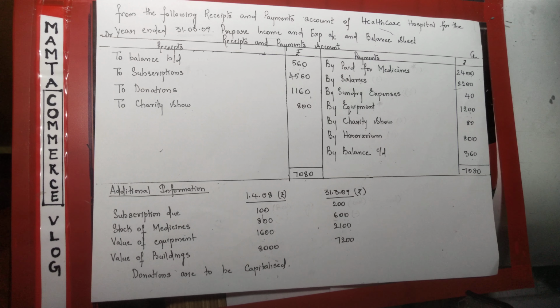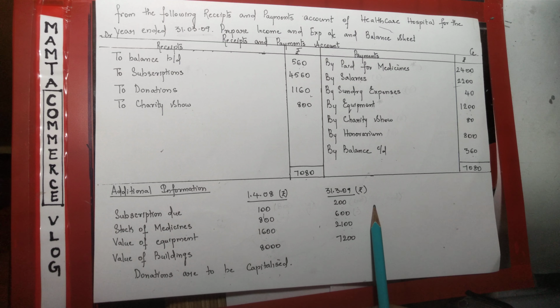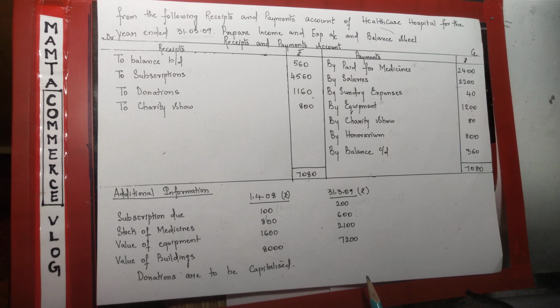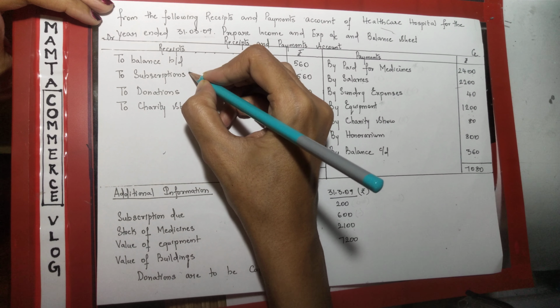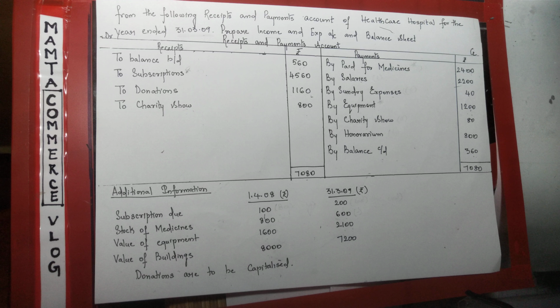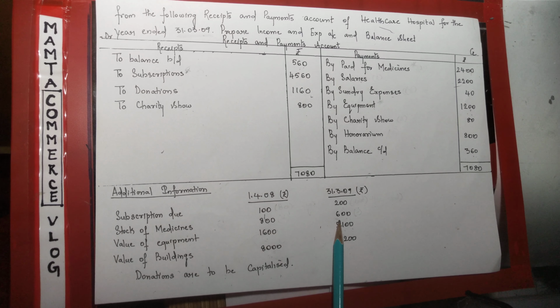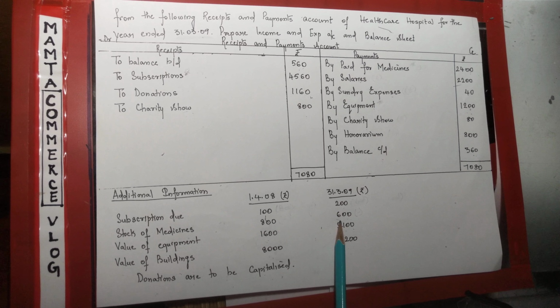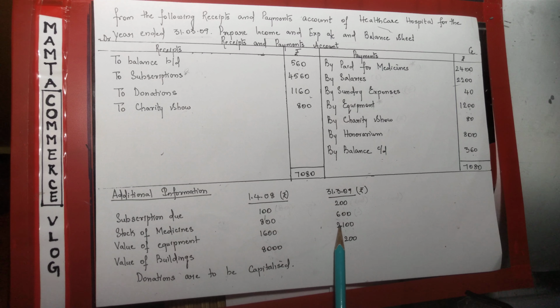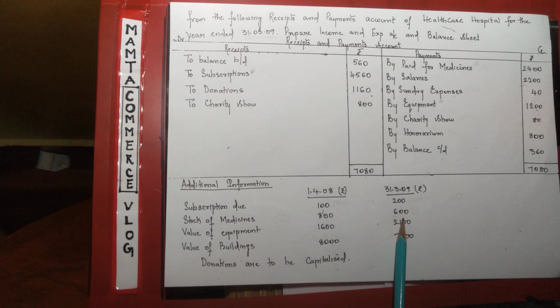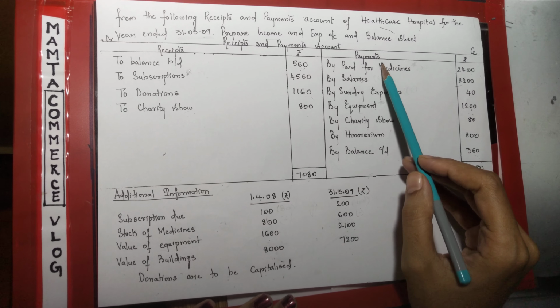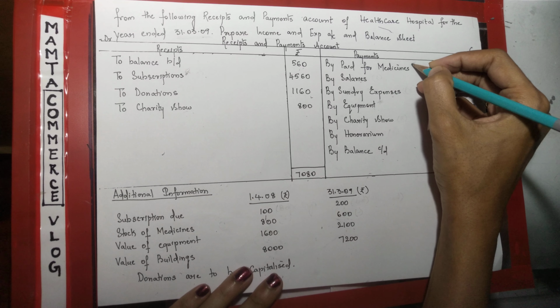It is nothing but outstanding subscription at the beginning of the year and outstanding subscription at the end of the year. So wherever we find subscription, we will put a star mark. So there is a subscription on the receipt side. I have put a star mark there. In the second point, we have stock of medicines. So the opening stock of medicine is 800 and the closing stock of medicine is 600. So the opening value is 800 and the closing value is 600 of medicines. So there is a payment for medicines given on the payment side. So we will put the star mark here.